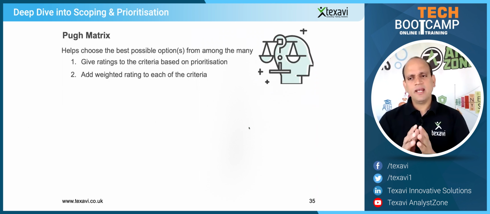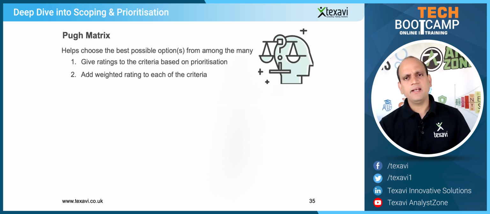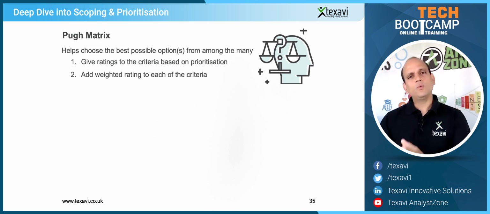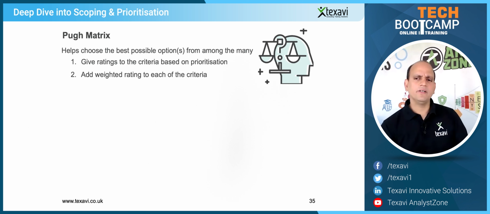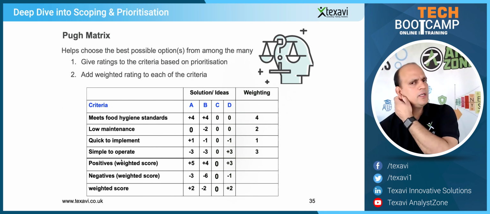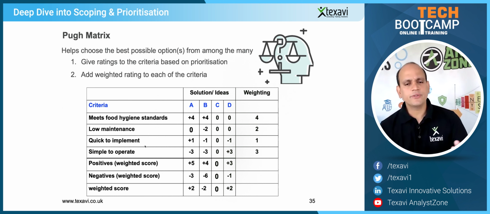You can give the ratings to all the criteria that are important to you. And then you can add some weightage to each of the criteria, depending on how important, how relevant, and how current it is to the context of what you're trying to consider. And then that would help you to decide which is the best option. Case in point, this is an example I've taken from one of the case studies to do with food hygiene. So you consider maintenance, quick to implement, simple to operate. So you're talking about the hospitality industry, a restaurant, for example.